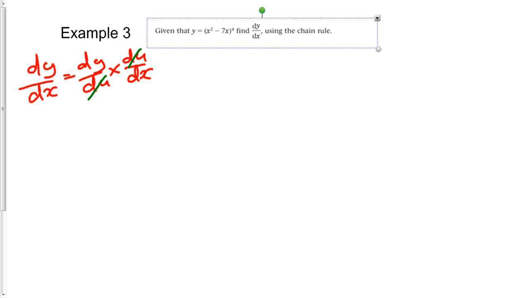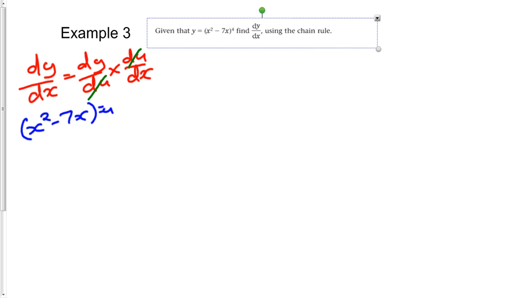But the way we could use this in this question, it's completely up to you which method you use, is we use a substitution of x squared minus 7x, and we call this u. Sorry, that equals u.